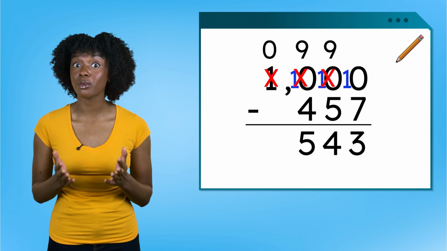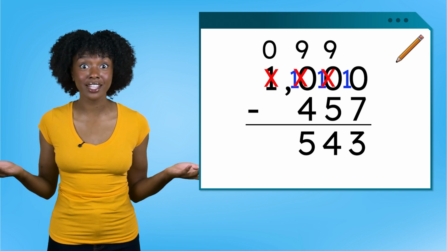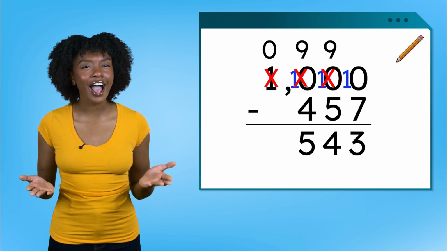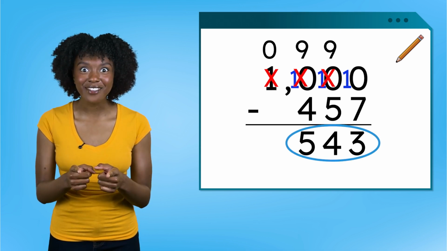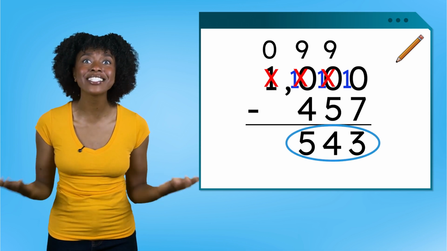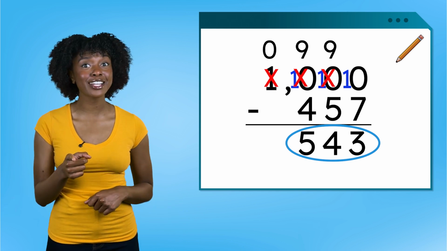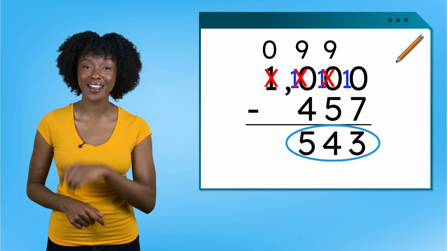And when we regrouped from the thousands place, we didn't have any thousands left. So the final answer here is a difference of 543. We did it! Write our final answer on your math quest while I input our answer.